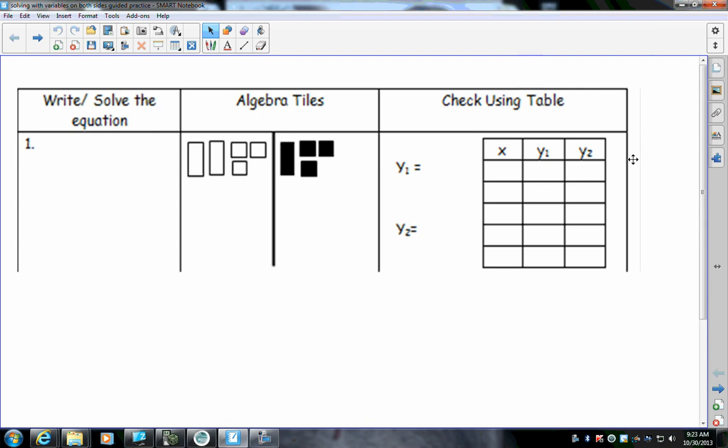Okay, we are going to be solving equations with variables on both sides, meaning that there are x's or letters on both sides of the equation. Now, first off, we're going to have to figure out how to write our equations from the tiles.